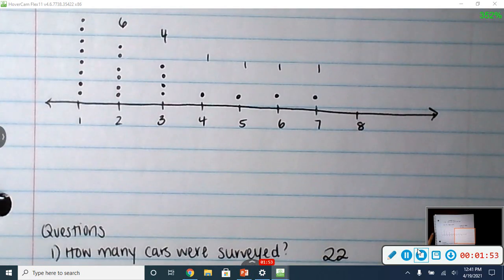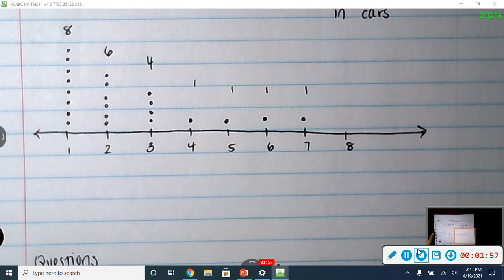So reading dot plots is really similar to histograms. The only difference is that you count the number of dots instead of looking at the number of bars.